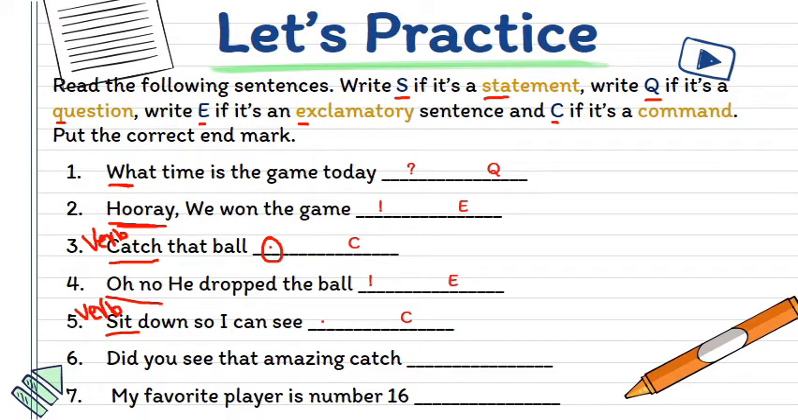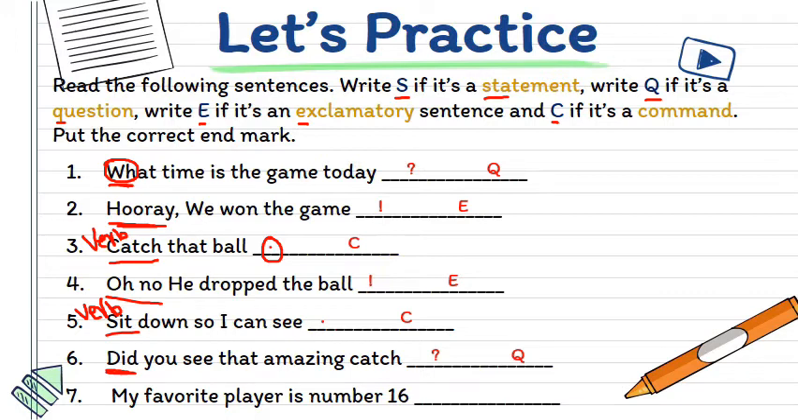Number 6, did you see that amazing catch? So it begins with one of the question words. We have the WH words, and I have also did, do, does, is, and are, like, are you coming today? So this one also is a question. Did you see that amazing catch? So this is a question.